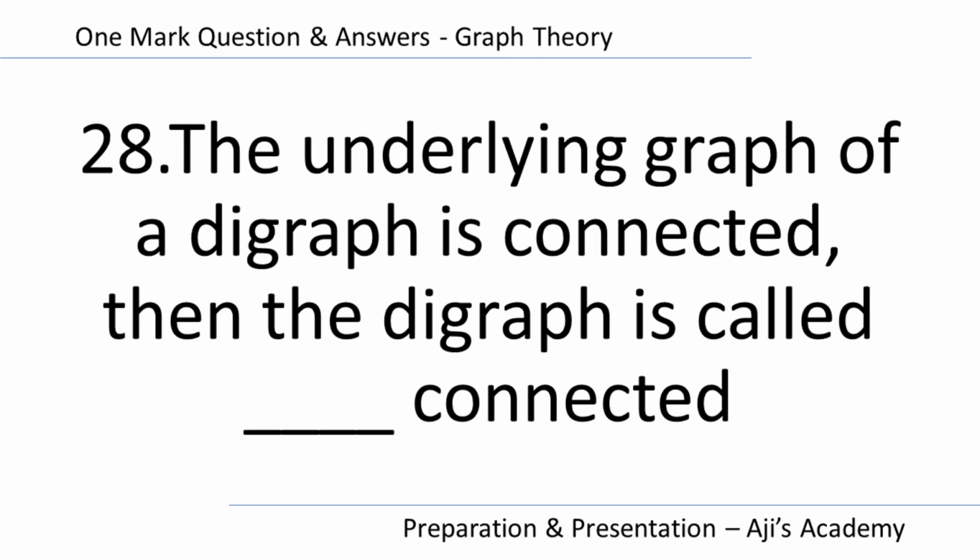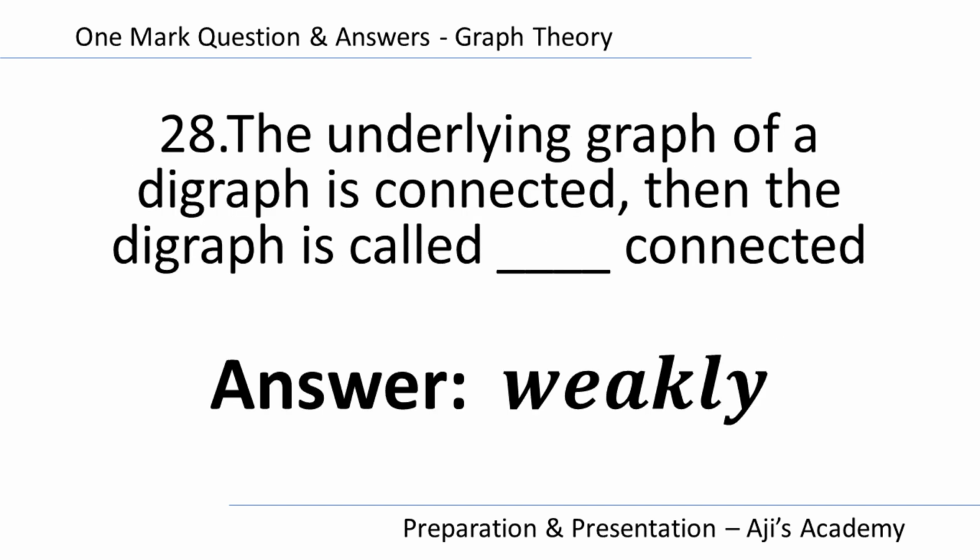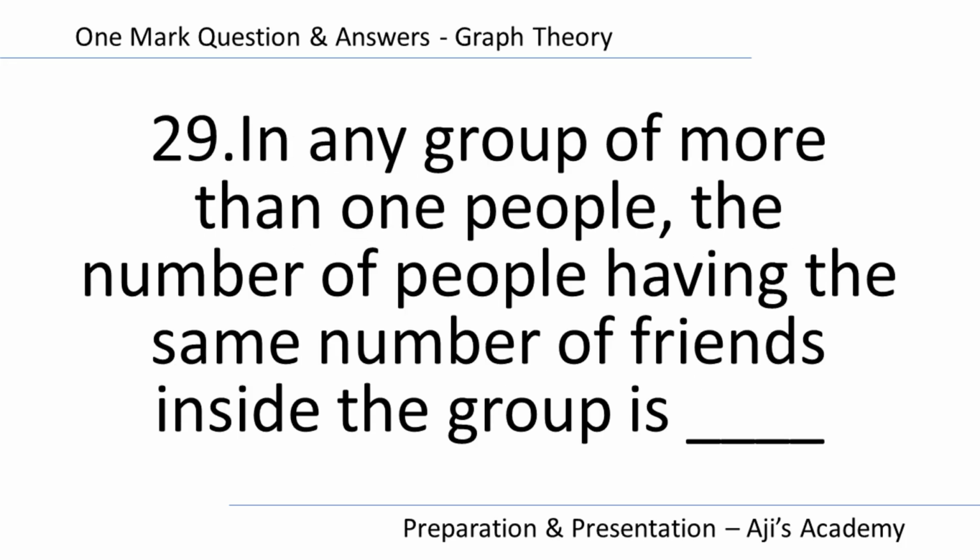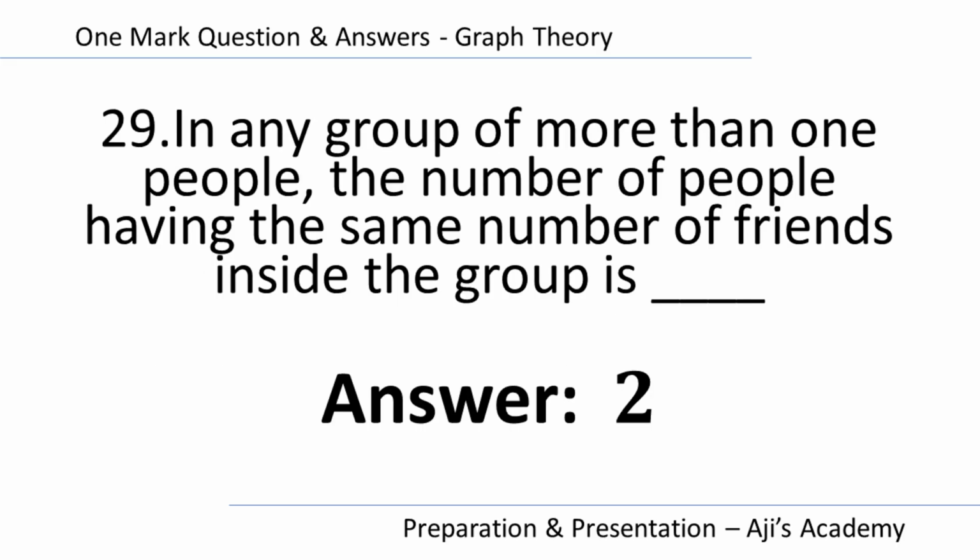Question number 28. The underlying graph of a digraph is connected, then the digraph is called dash connected. Answer is weakly connected. Question number 29. In any group of more than one people, the number of people having the same number of friends inside the group is dash. So this is an important problem, a repeated question they are asking in section B type questions. Answer is 2.